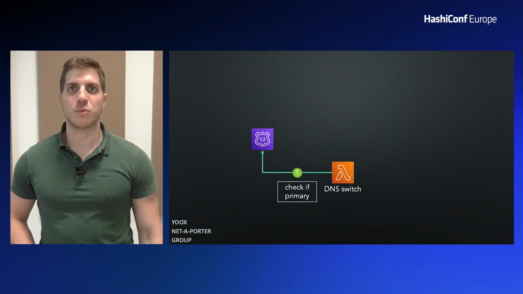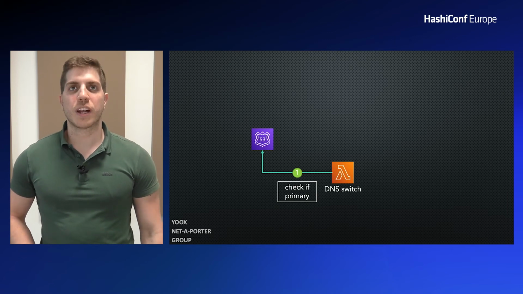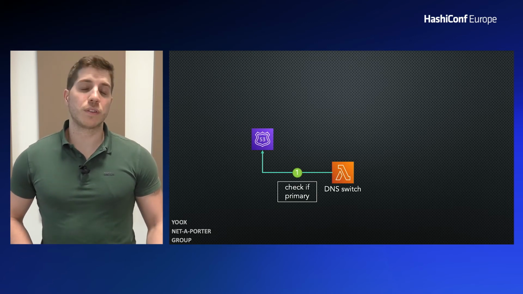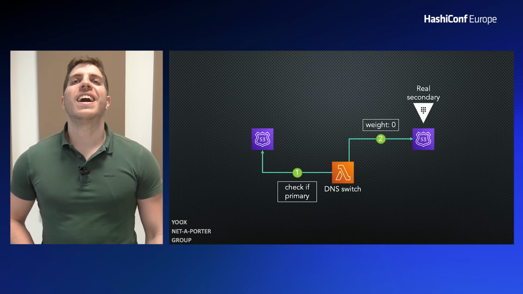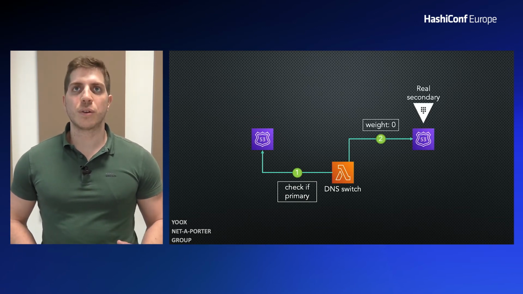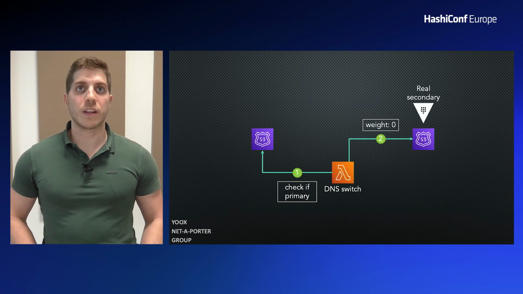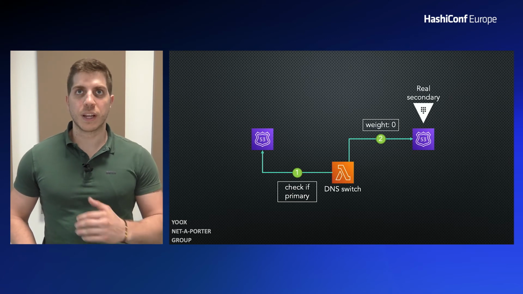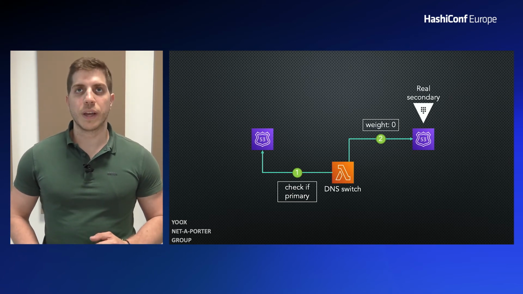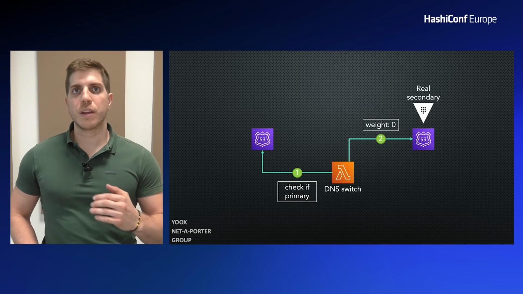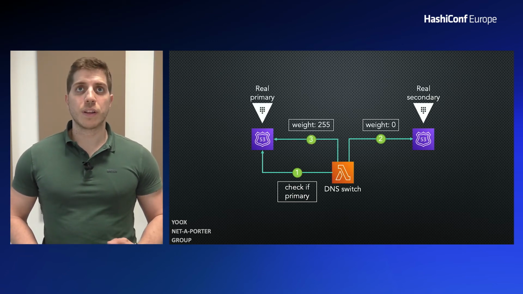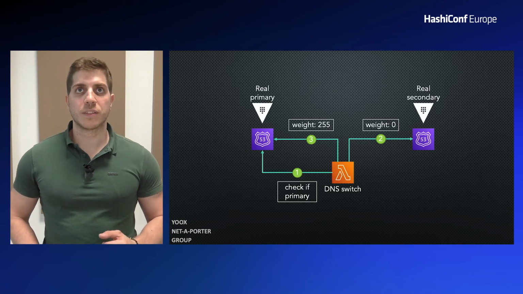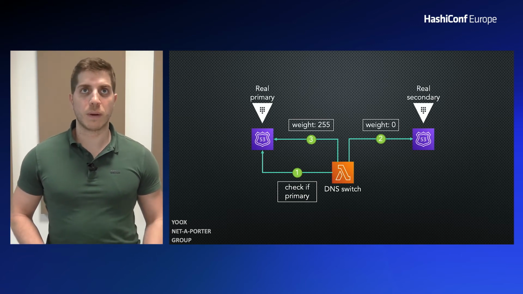So we have the DNS switch lambda function. We will check first of all which of the cluster is the primary one, and then we will set to 0 the wait for the real secondary. So after we swapped the two primary and secondary, we can now also lower the weight for the old primary, which is now the secondary. And then we can upgrade the weight for the new primary cluster to 255, so to the maximum number.